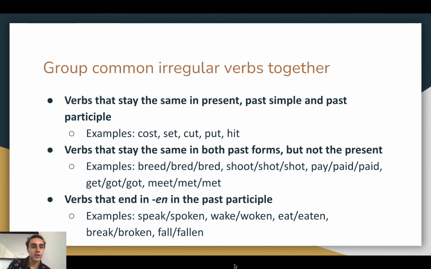You can group them according to verbs that stay the same in both verb 2 and verb 3, but not the present, verb 1. So for example, breed, I breed, but I bred, they had bred. Shoot, shot, shot, pay, paid, paid, get, got. So if you remember those verbs, it can be easier. And then also verbs that end in en in the past participle. So for example, speak, spoken, wake, woken, eat, eaten. So you can group irregular verbs together by what they have in common.